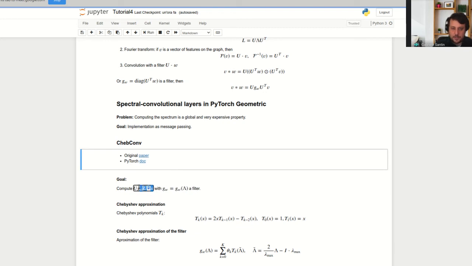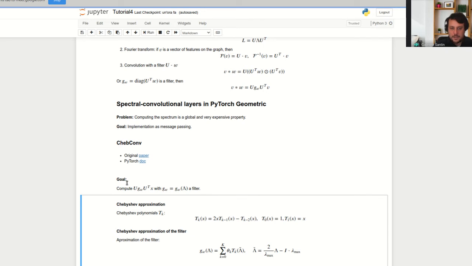So this is filtering by convolution. The assumption in this layer is that our filter is not just a vector, but can be written as a function of the eigenvalues, which is completely reasonable. And again, we don't want to compute all this.